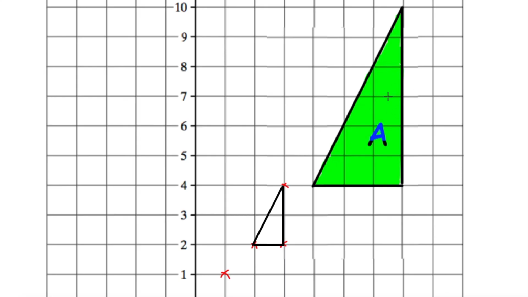So we've enlarged A by a scale factor of 1/3 using this point 1, 1 as the center of enlargement. So this would be the size of the triangle, and if you look at it, the base of this one was 3, and the base of this one is 1, and that's 1/3 of 3, which is 1.